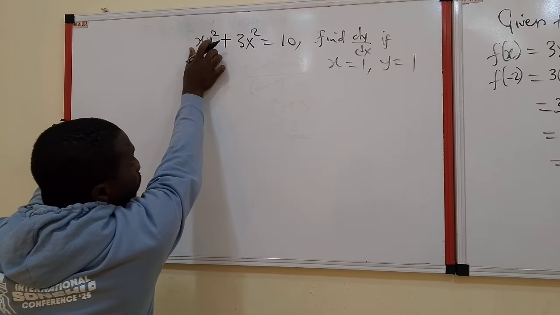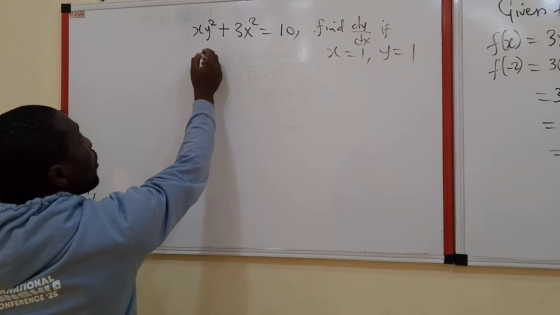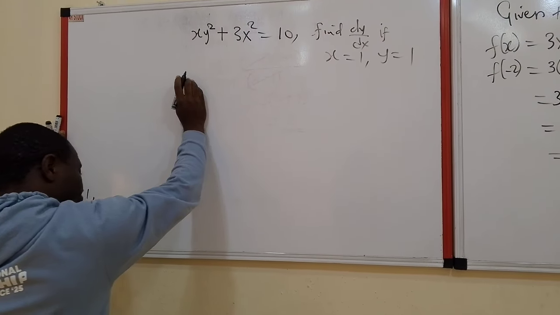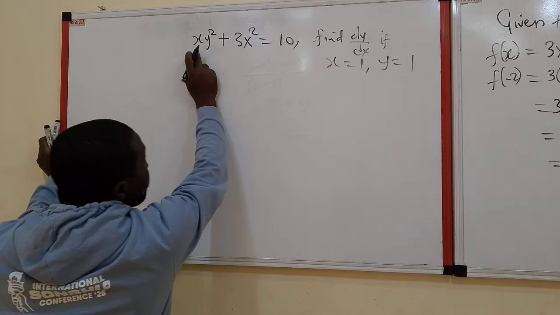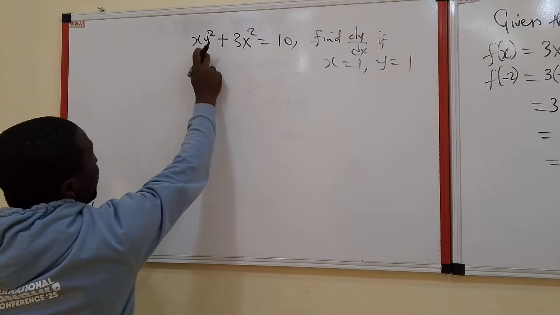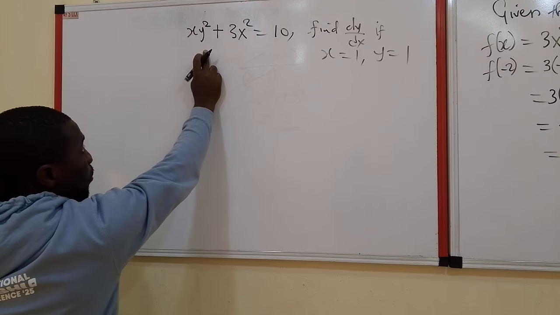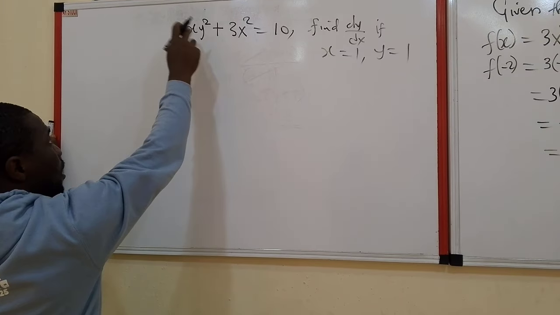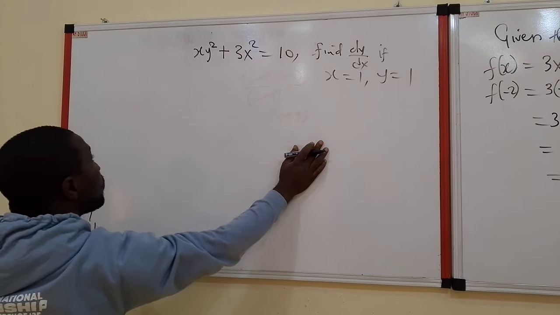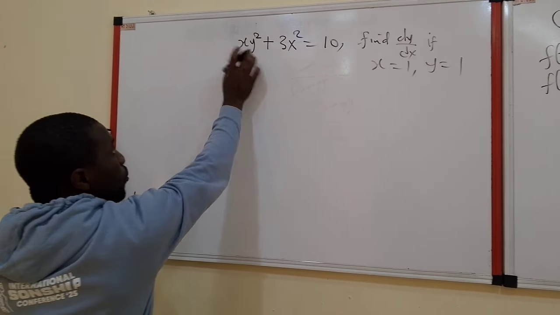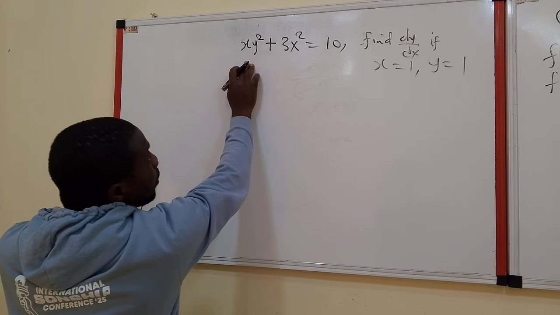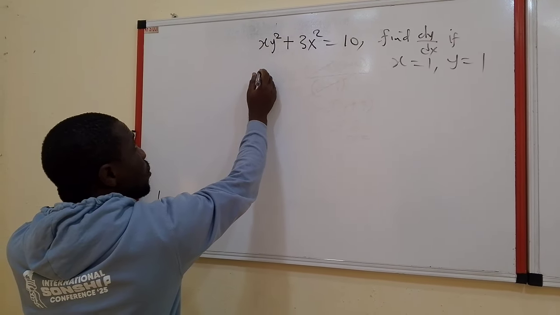Here we are going to apply product rule. So this is what I'll do. We keep this one constant, differentiate this, plus keep this one constant, differentiate this. That is product rule. That's how you solve product rule. So we are going to apply product rule on this side to differentiate this. This is what we are going to get.